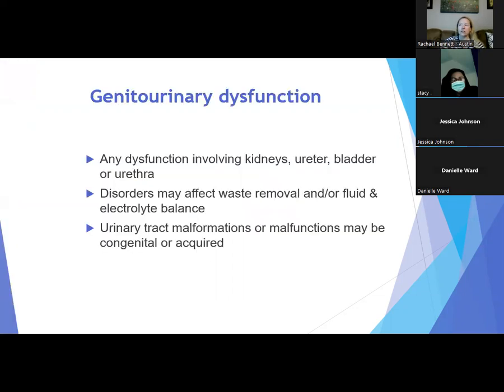All right, so let's finish up chapter 8, or unit 8. A lot of the things that we have talked about already predispose or give bigger risk factors.